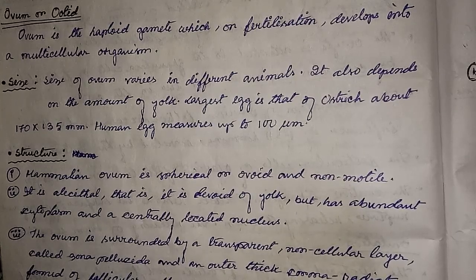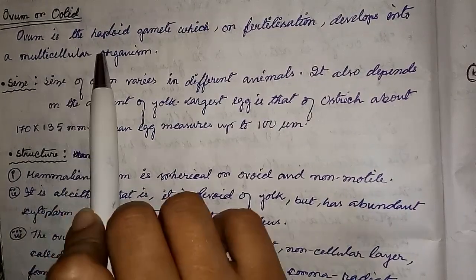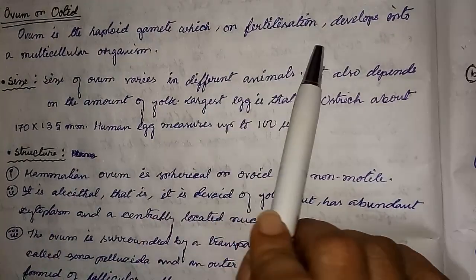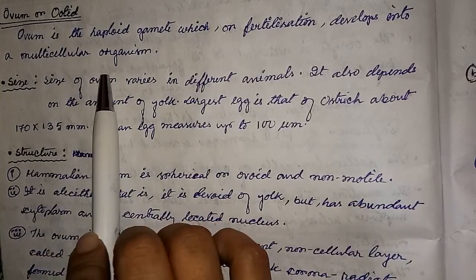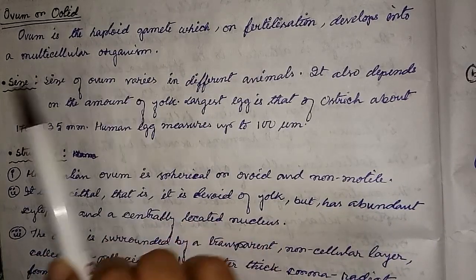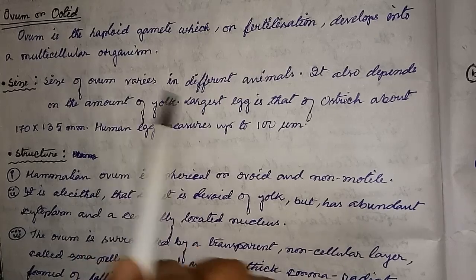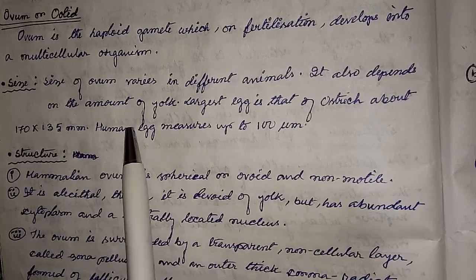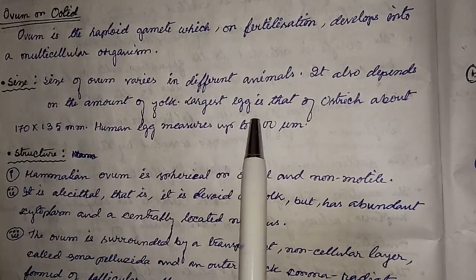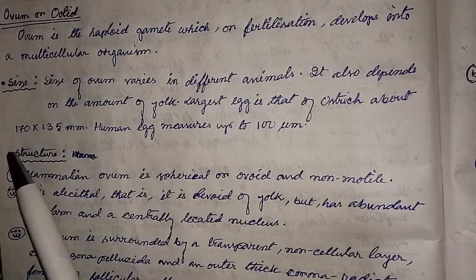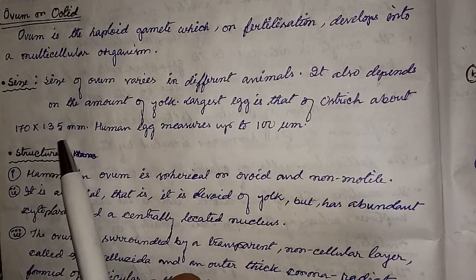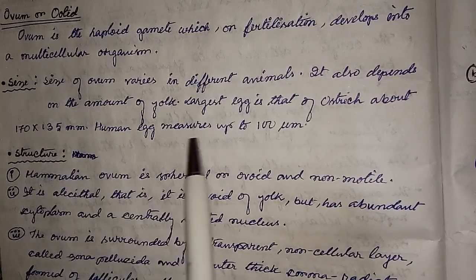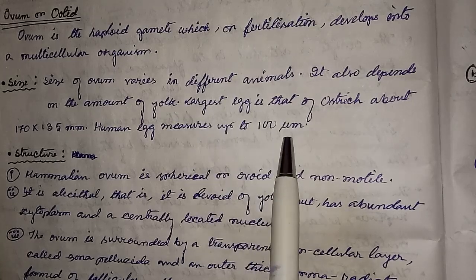So now students, let me tell you about the structure of ovum and oocyte. Ovum or oocyte. So what is ovum? Ovum is the haploid gamete which on fertilization develops into a multicellular organism. Now size. The size of ovum varies in different animals. It also depends on the amount of yolk. The largest egg is that of ostrich, about 170 by 135 mm. The human egg measures up to 100 micrometer.